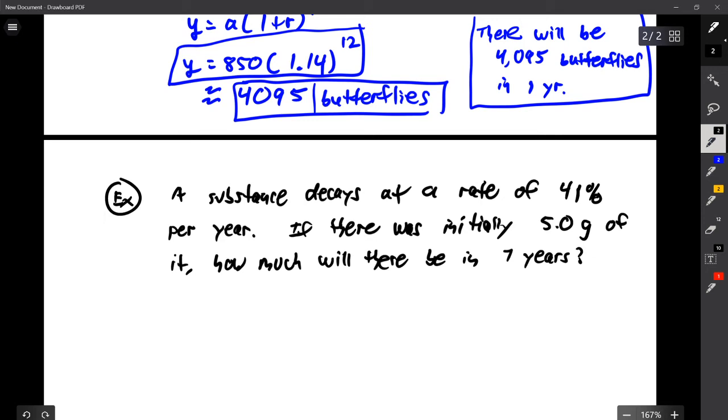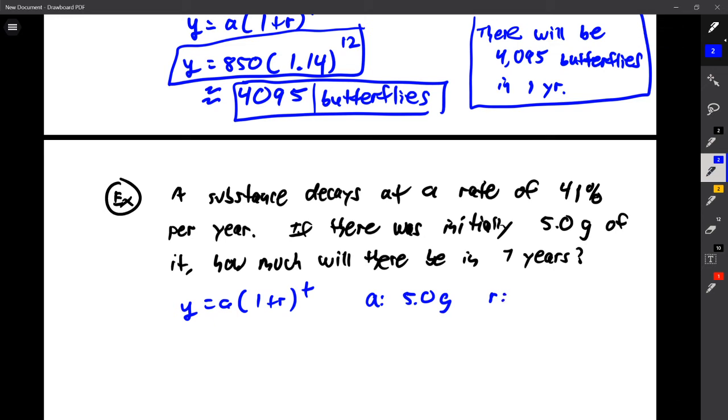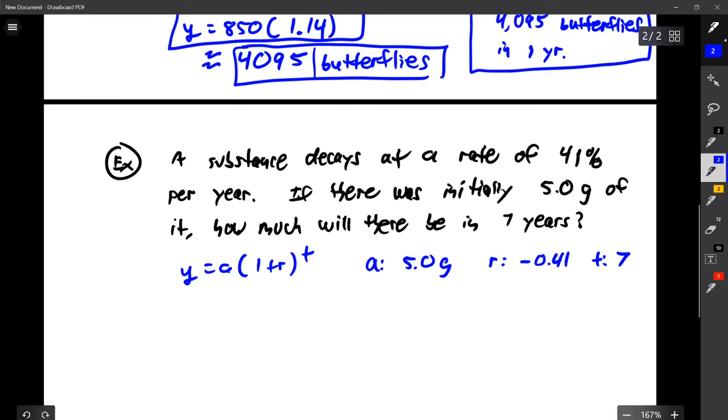Okay. Well, let's list what we know. And we'll list our formula. Maybe I'll list our formula first this time. We have y equals a times 1 plus r to the t. All right, a is the initial quantity. That's 5.0 grams. R is the rate. Now remember, if it's decay, it's a negative rate. So R here is negative 0.41. 41% decay would translate to negative 0.41. And then T, well, let's see, my rate is in terms of years, and I'm being asked how many in 7 years, so T is 7. I don't need to adjust my units of T at all.